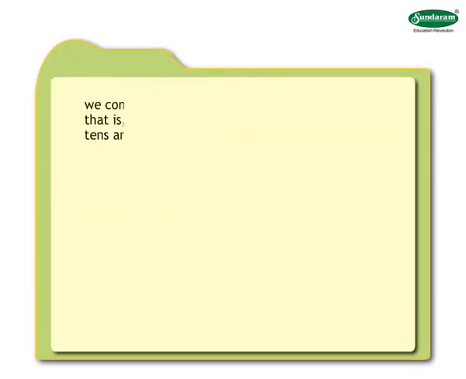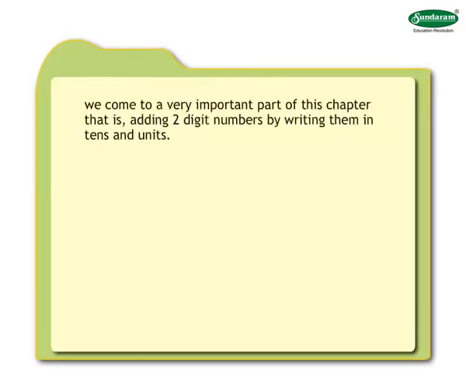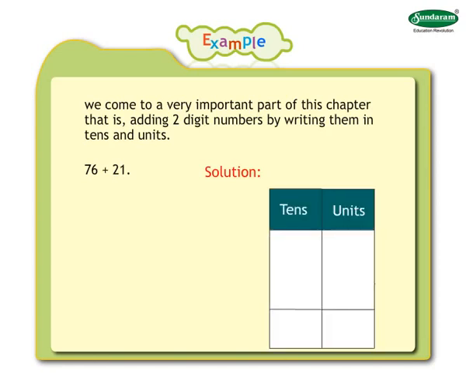Now, we come to a very important part of this chapter, that is, adding two-digit numbers by writing them in tens and units. Let us take an example. Add 76 plus 21. Solution: 76 is 7 tens and 6 units. And 21 is 2 tens and 1 unit. Now, place the numbers in their places.